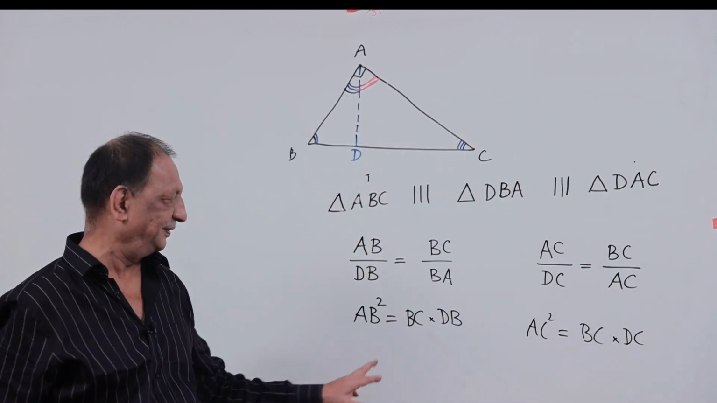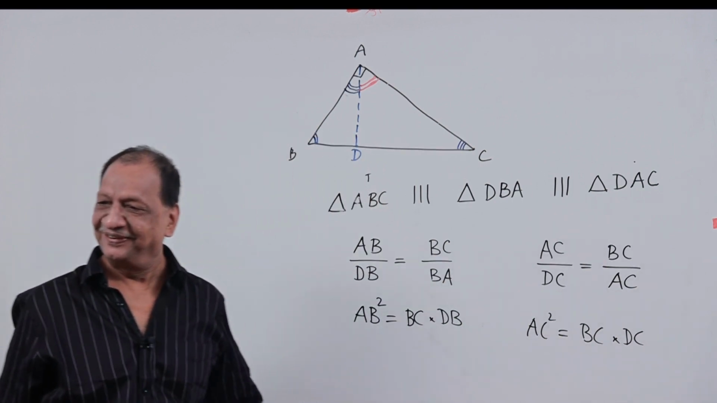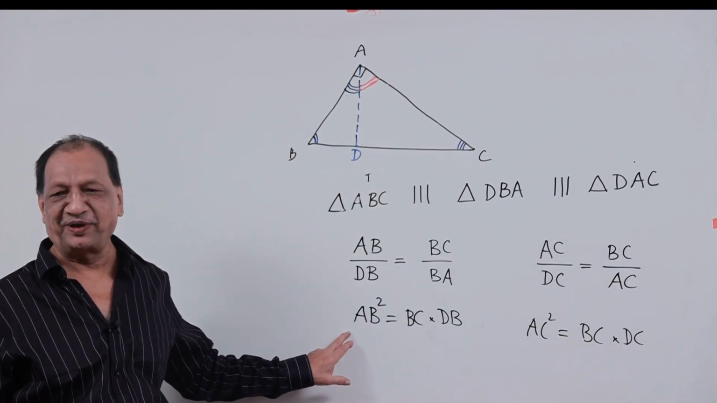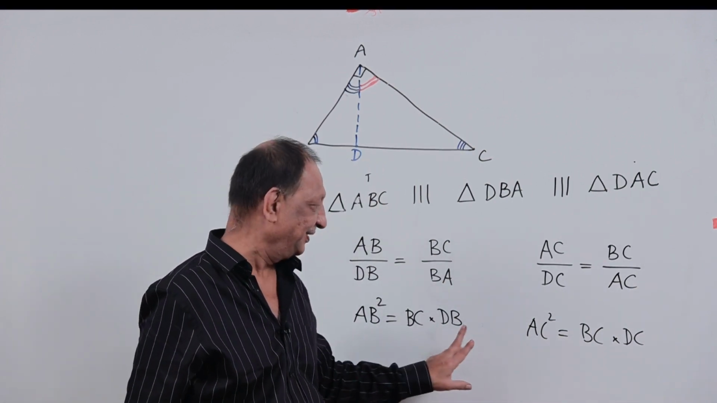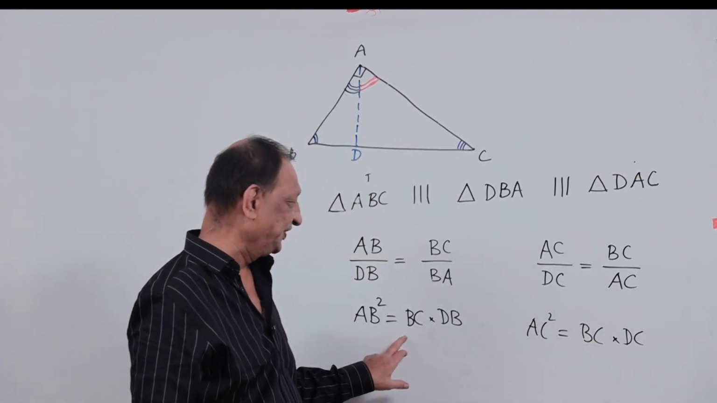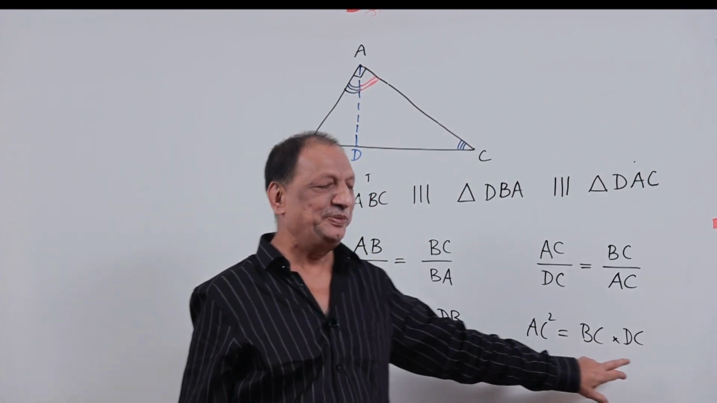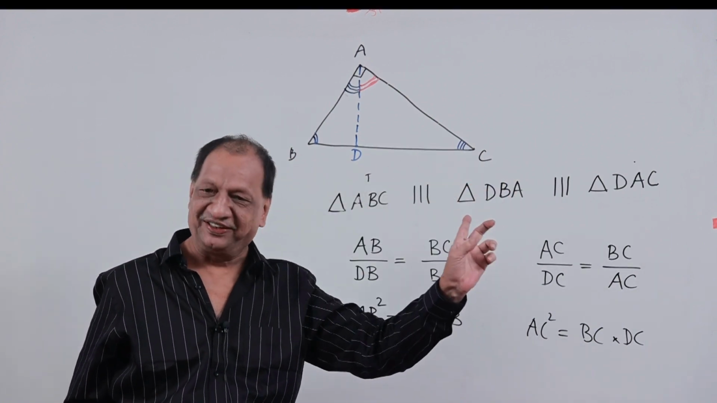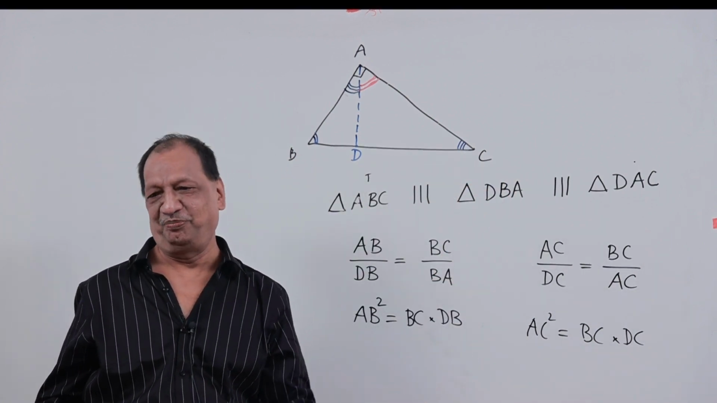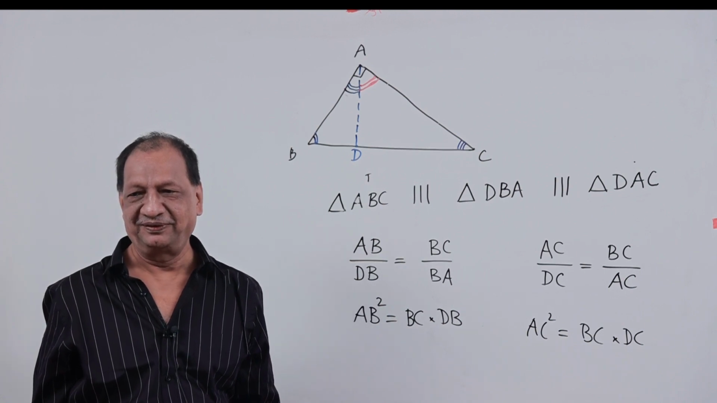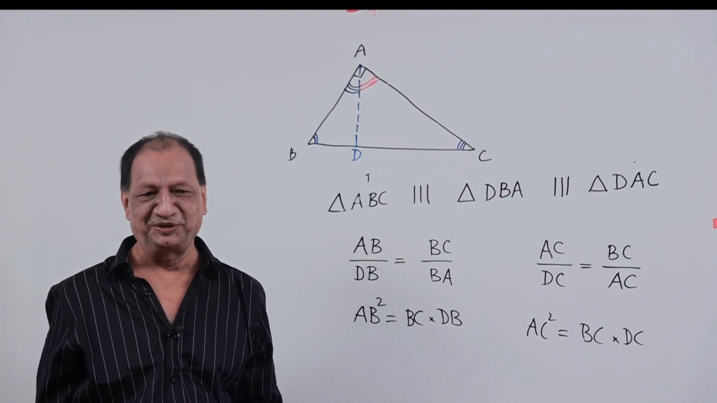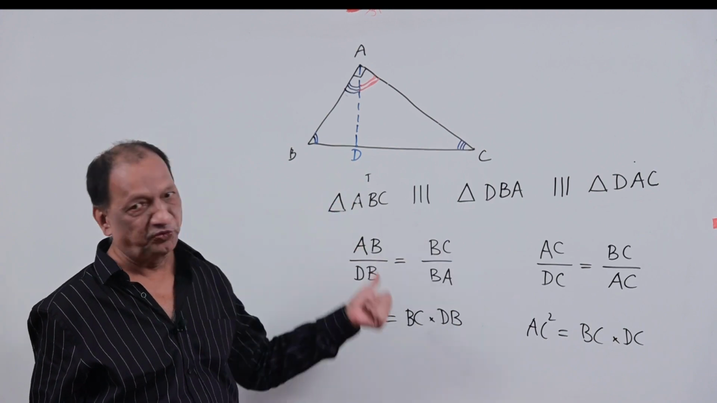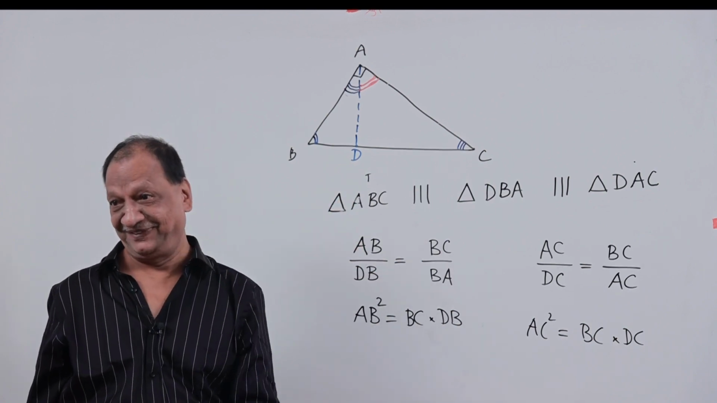Simple. Add these two. Left hand side is AB square plus AC square. What is the right hand side? BC multiplied by DB plus DC, which is BC, is BC square. Pythagoras. Right? Simple. So this proof was given by Einstein.